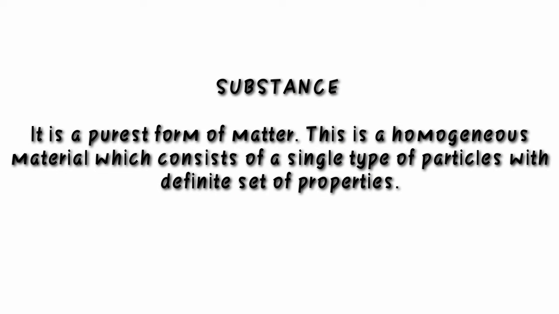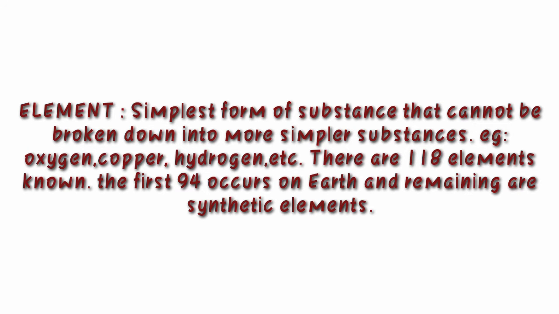Let's see what are substances. Substance is the purest form of matter. This is a homogeneous material which consists of a single type of particles with a definite set of properties. Element is the simplest form of substance which cannot be broken down into simpler substances further. For example, oxygen, copper, hydrogen, iron, etc.